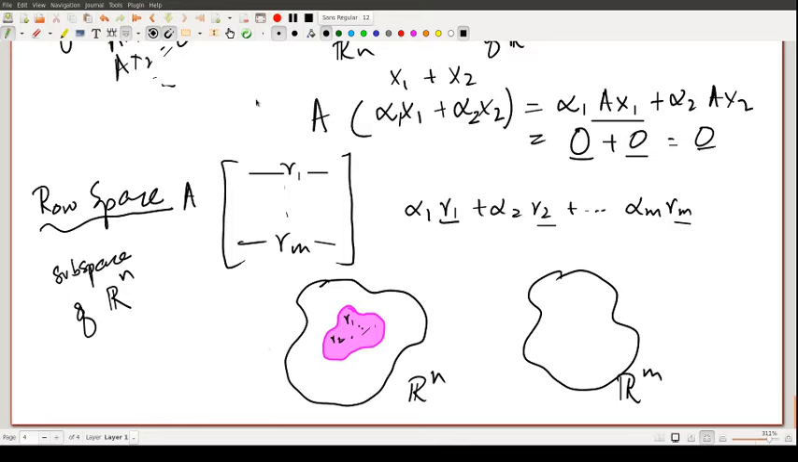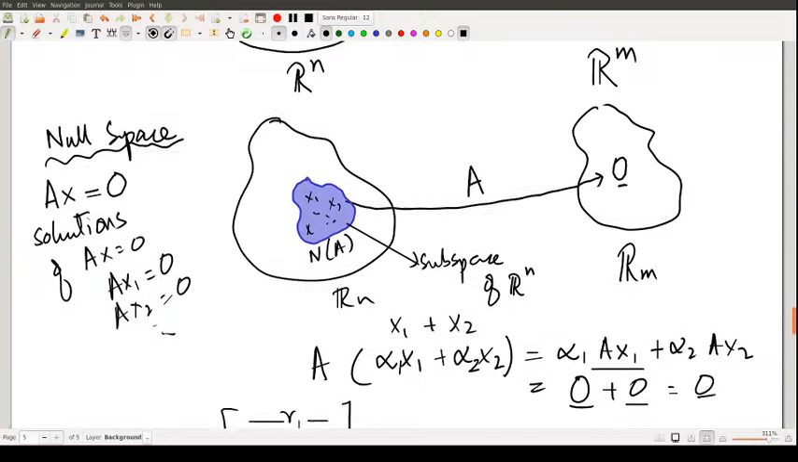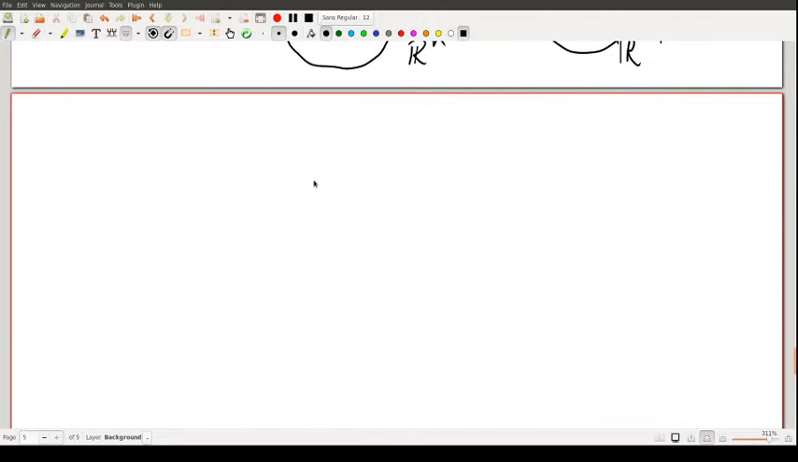All right, let's look at one more subspace and then we will talk about something important. So let's talk about the column space.